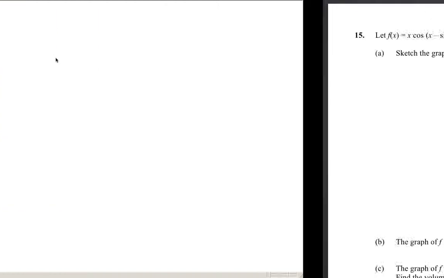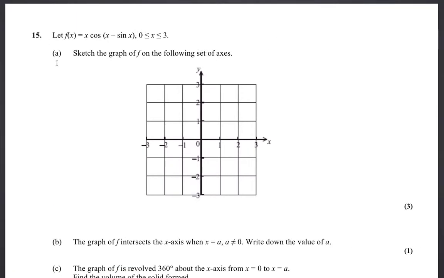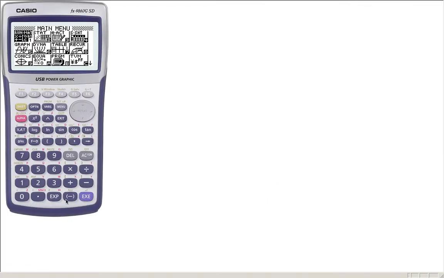So let us continue. The first question in this video, the 15th one: let f of x equal x cos x minus sin x, between 0 and 3. Sketch the graph of f on the following set of axes. Okay, so let us use the graph.